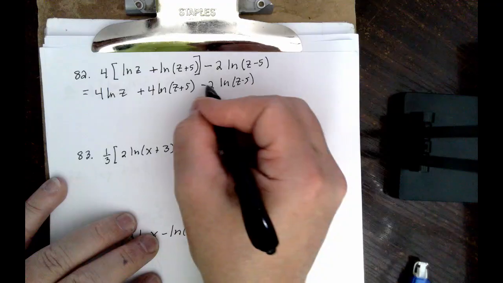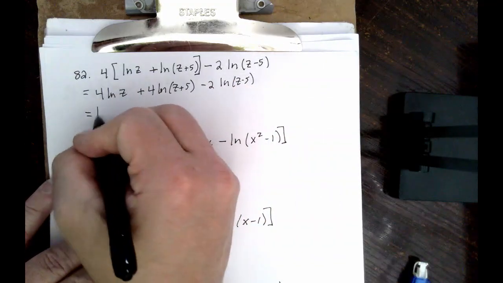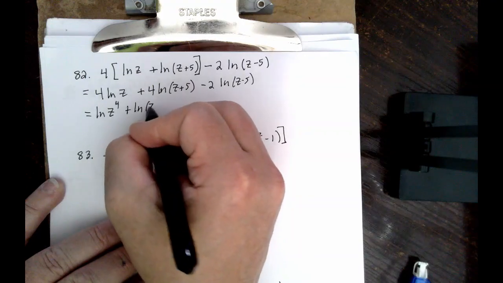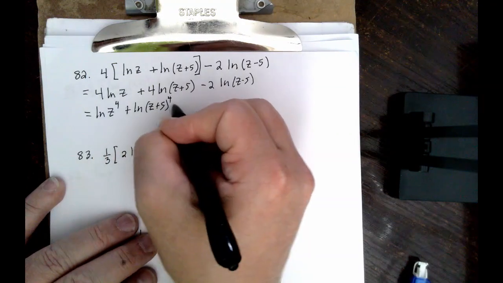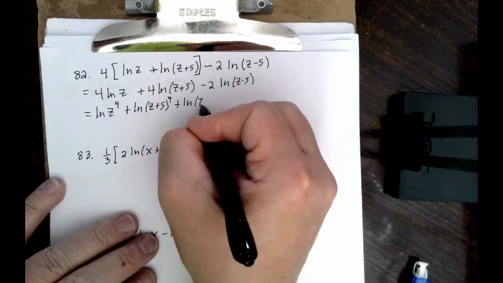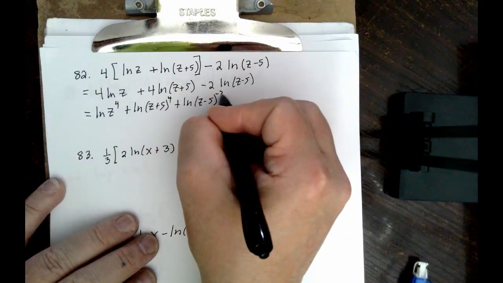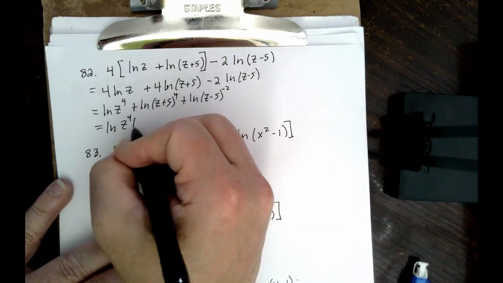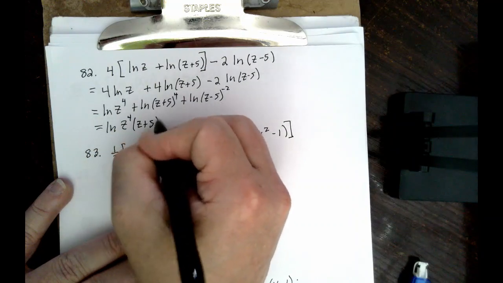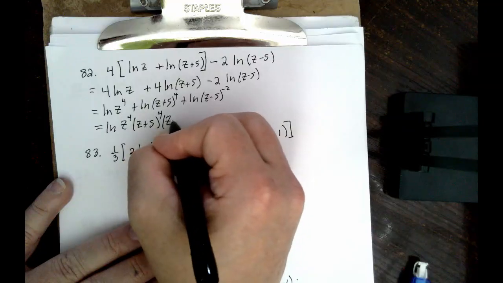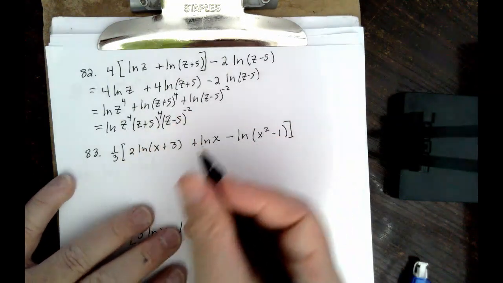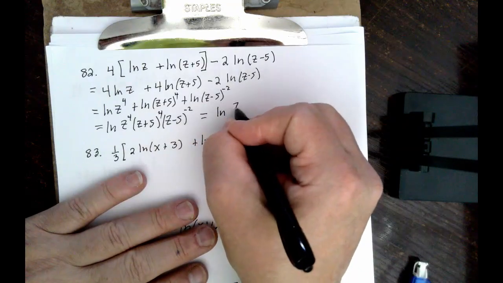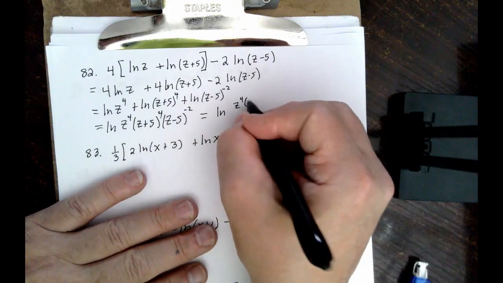You can bring all these into the exponent, including a negative 2 there. So you get ln of z to the 4th plus ln of z plus 5 to the 4th plus ln of z minus 5 to the negative 2. And since they're all being added, it becomes one big multiplication. And that negative 2 will cross the fraction bar, making it a positive 2. Everything else is in the numerator.